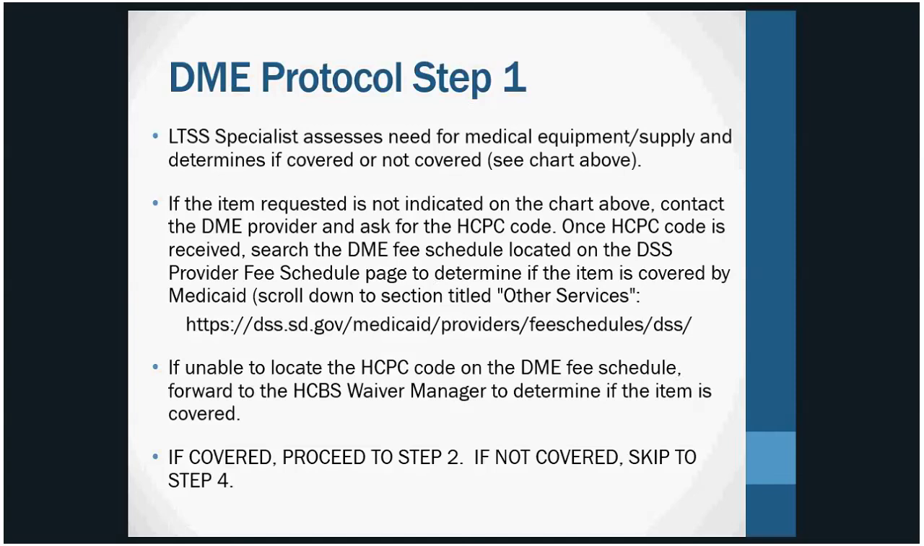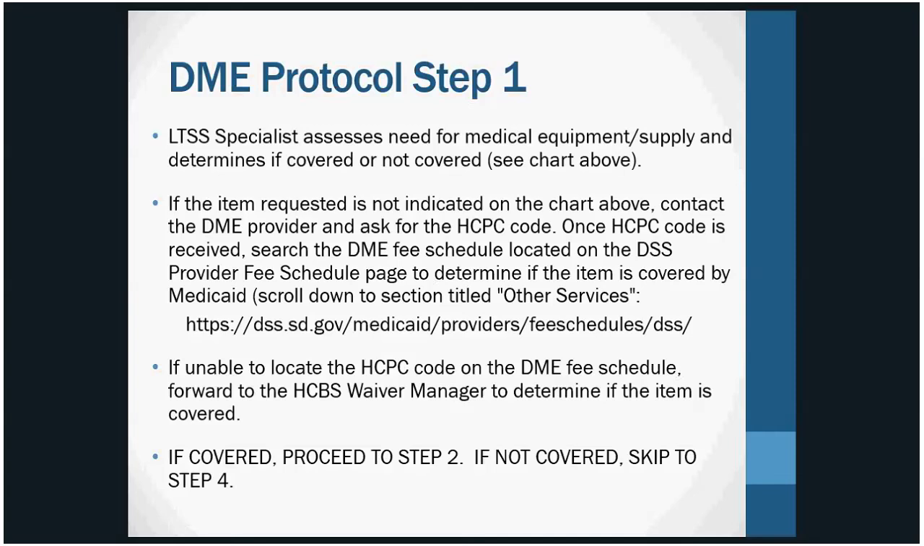So the first step is that the LTSS specialist will assess the need for the medical equipment supply and determine if it is covered or not covered. This is directly taken out of the policy, so there's not a chart above, but refer to your DME protocol. If the item requested is not indicated on the chart, contact the DME provider and ask for the HCPC code. Once the HCPC code is received, you need to search the DME schedule located on the DSS provider fee schedule.